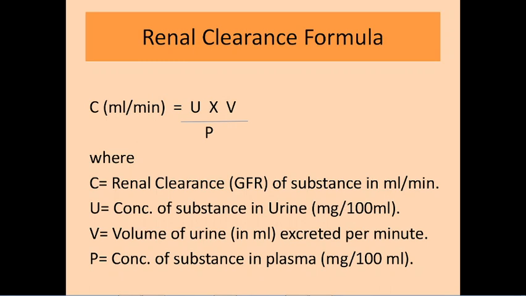Here C is the renal clearance, that is, the glomerular filtration rate of the substance in ml per minute. U refers to the concentration of the substance in urine, expressed in milligrams per 100 ml. V is the volume of urine in ml excreted per minute, and P refers to the concentration of the substance in plasma, expressed in milligrams per 100 ml.